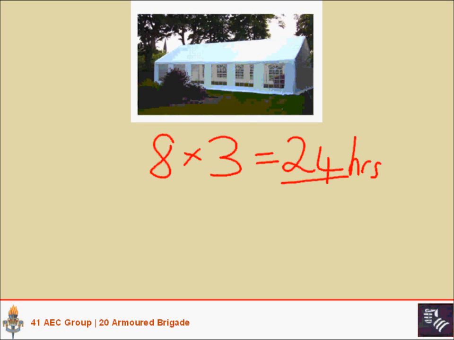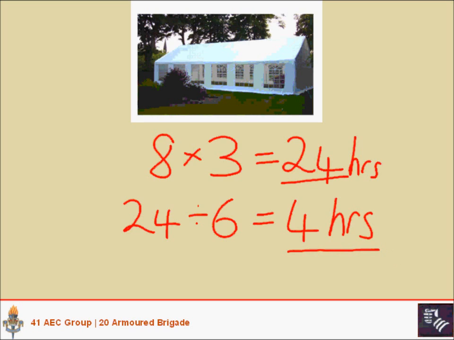To find out how long it would take 6 men, we'd divide the 24 hours by the 6 men. So with this sum, 24 divided by 6 equals 4. The 24 being hours, the 6 being the men, and it will equal 4 hours. This is an example of indirect proportion, as when one number decreases, the other increases.